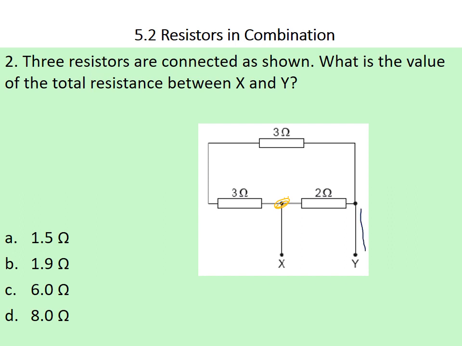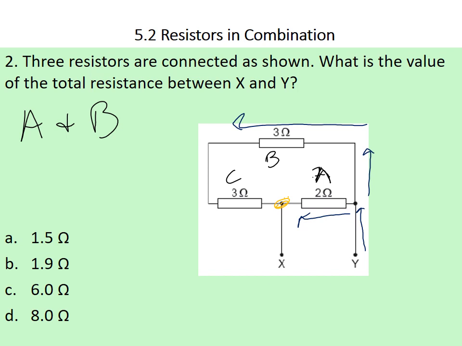So follow. I have current traveling like this. The current can split right here or it can go here. Because between 2 and 3 the current can split, I need to label these resistors in order. This is resistor A, this is resistor B, and this can be resistor C. That means the current doesn't have to go through both A and B. So resistors A and B are in parallel.